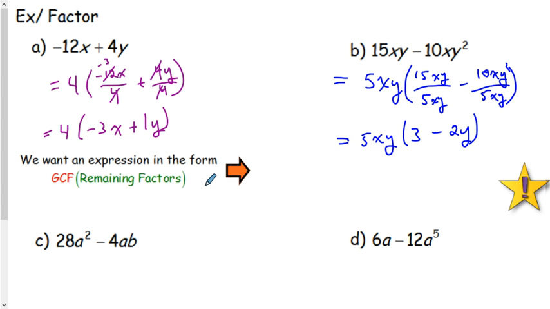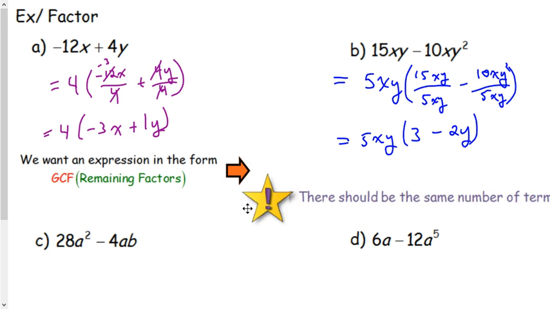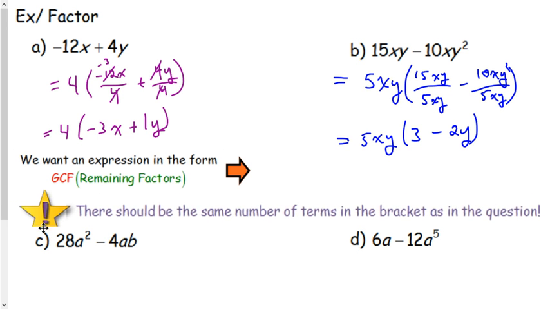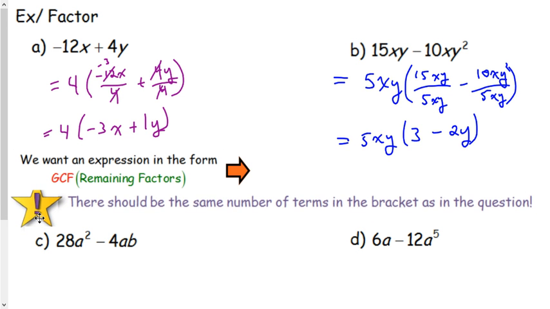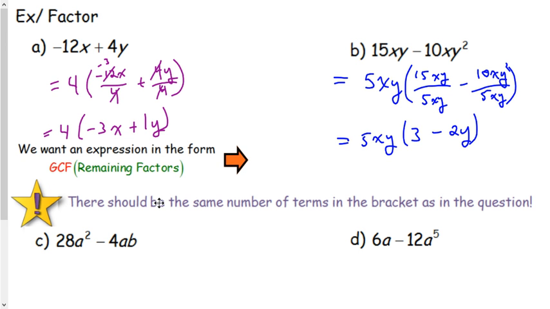Now, you may be thinking, how do I know if I got this right? How could I check this? Well, here's a little hint to make sure that you're doing this right. There should be the same number of terms in the bracket as there are in the question. So the question has 2 terms. Both of these actually had 2 terms. And so there should be 2 terms in the bracket when I'm done, in order to make sure that I've done it correctly.